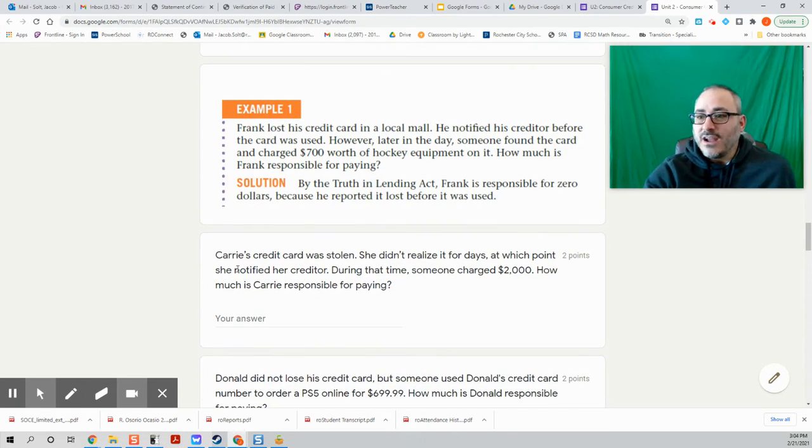So here, Carrie's card was stolen. She didn't realize it. Maybe someone took it right out of her purse and walked away or something. Anyway, she didn't realize it for a couple days. Then she notified the creditor. In between time, someone charged $2,000. She'll be responsible for $50, right? That's the response you want to put in there. She's going to be responsible for $50 of this because she hadn't notified the creditor that there was a problem.